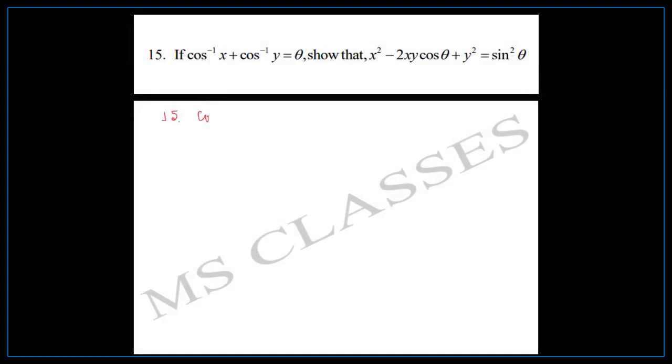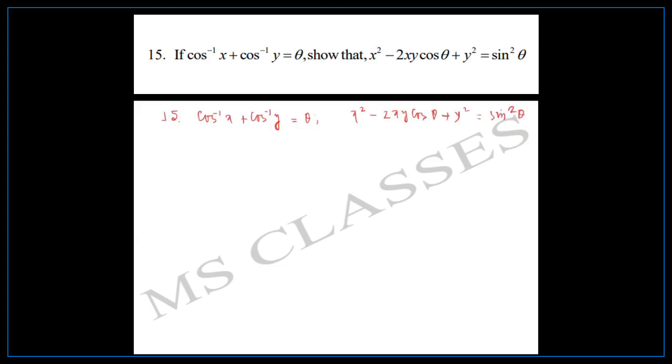Cos inverse of x plus cos inverse of y equals theta, and we have to prove x square minus twice xy cos theta plus y square equals sine square theta. So this is what we need to prove.